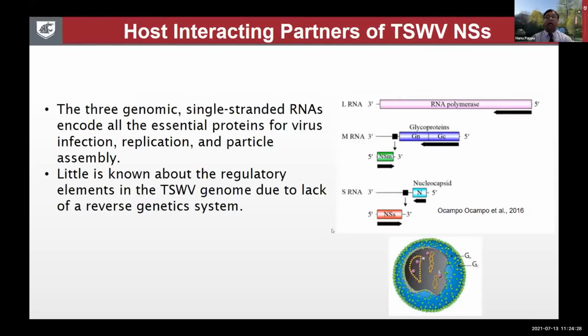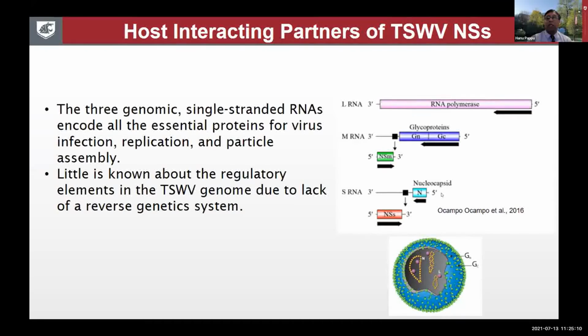And the last part of my talk is the most recent project that we just published, maybe a couple of months ago, which is to look specifically at what host interacting partners are involved in interaction with the TSWV NSS. Again, as I mentioned, NSS is a silencing suppressor. It interferes with the RNA silencing mechanism, disabling the host defense and enabling virus establishment. Right? So it is a very critical viral gene for plant viruses in general.